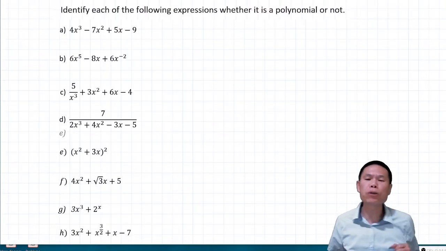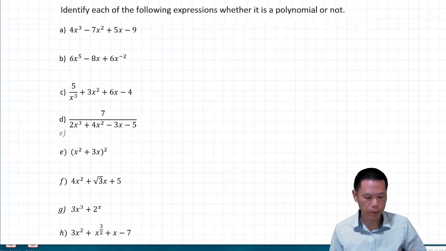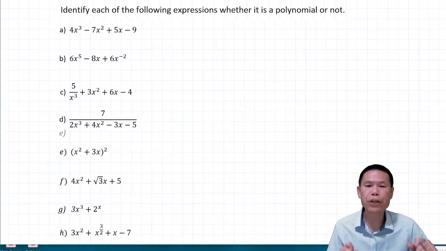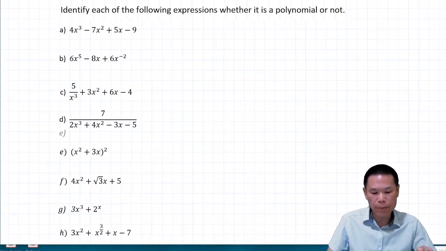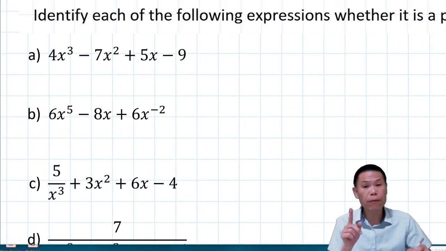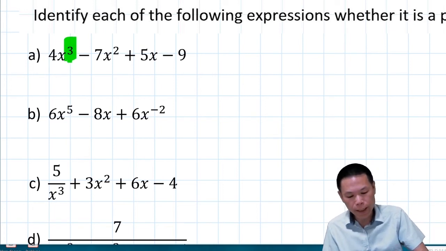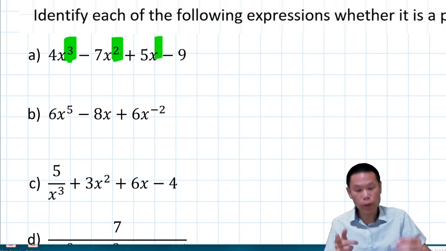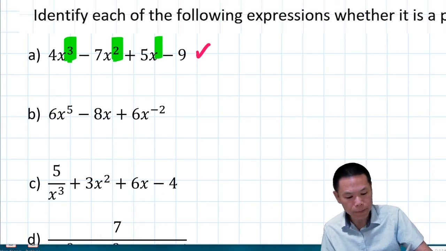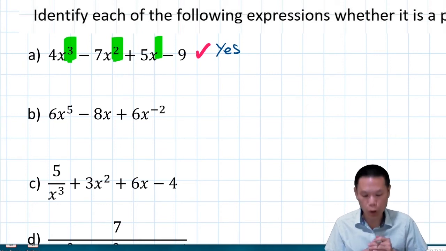Now, next one. So now, please pause the video and try this one yourself. Alright, how did you go? Let me go through it with you, okay? So let's have a look at the first one. We have x to the power of 3, we have x squared, and we have x to the power of 1, and then we have a constant. So therefore, it is a polynomial, right? So I just write yes.